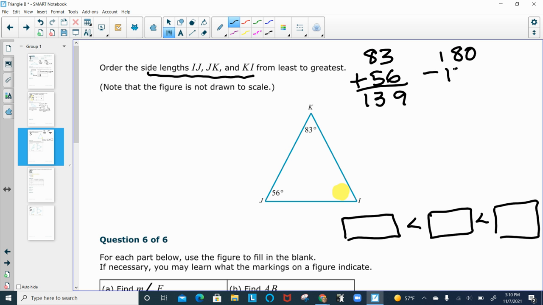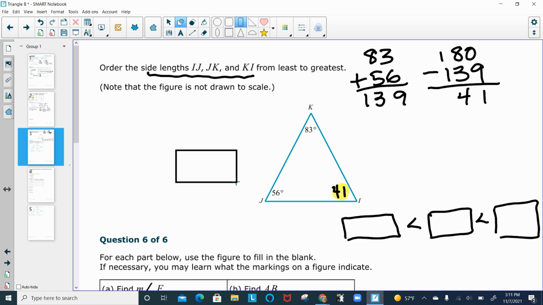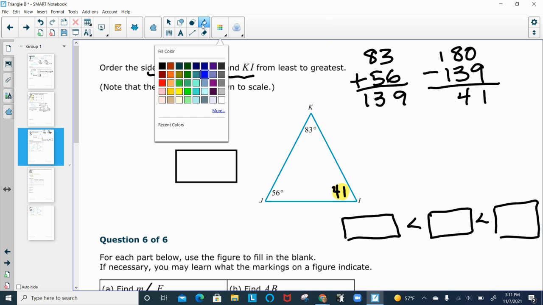And then we have to subtract from 180 to get that third angle. And see, I get 41 there. And you could have done that math inside the Desmos calculator. That would not have been a big problem. But remember, we're going to do this from least to greatest. So hang on while I get a little shape for myself here so that we can cover up some stuff. Okay. And let me fill that in.